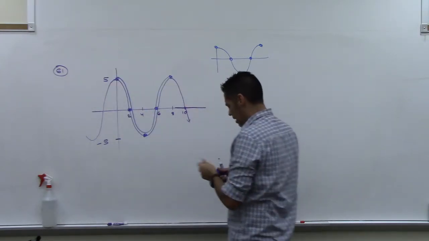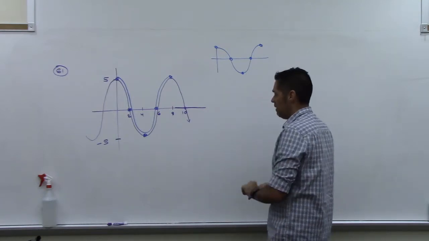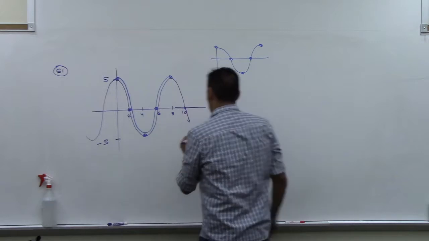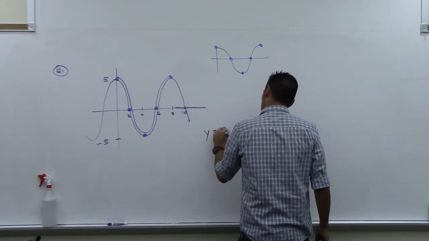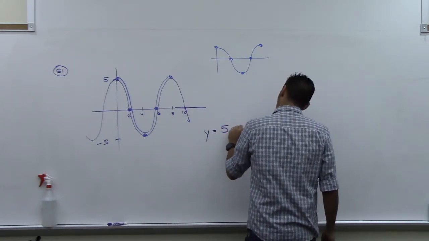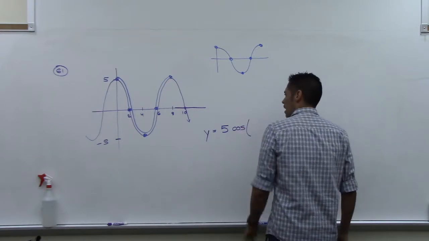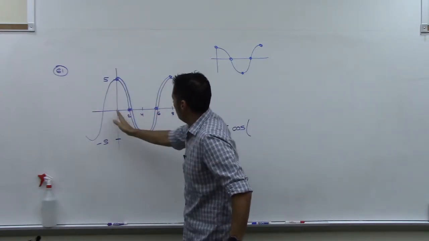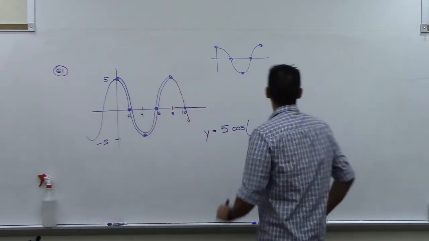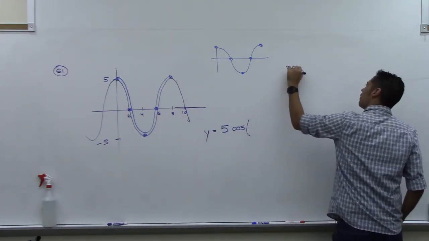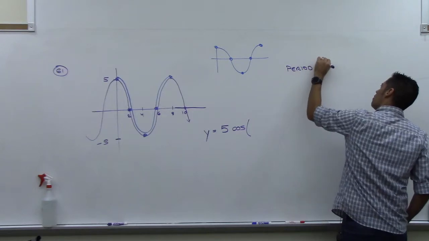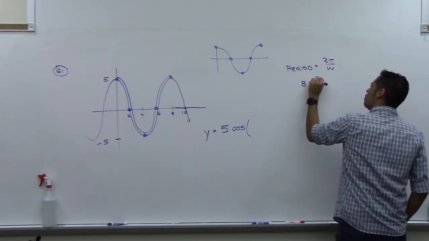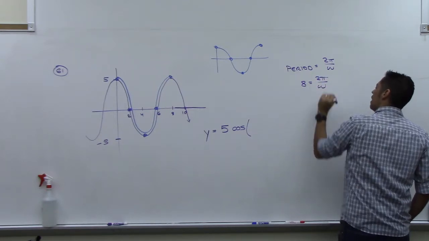So it looks like the amplitude of this thing is 5, right? The amplitude is 5, so I can already start out by saying, okay, it's 5. I also know it's cosine. And now what's the period? Well, it looks like it does this entire blue curve between 0 and 8. So I know my period, which is 2 pi over omega, is 8. So 8 must be 2 pi over omega.